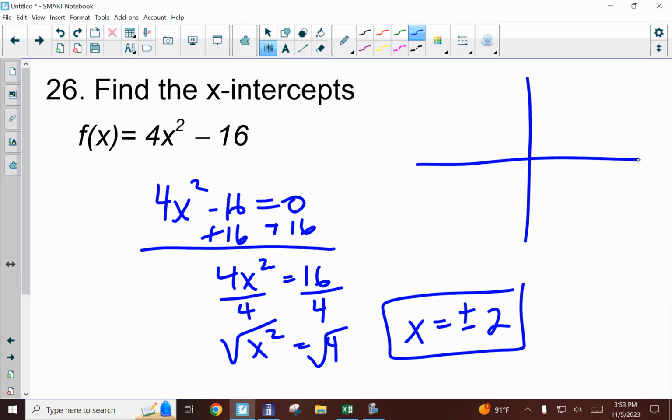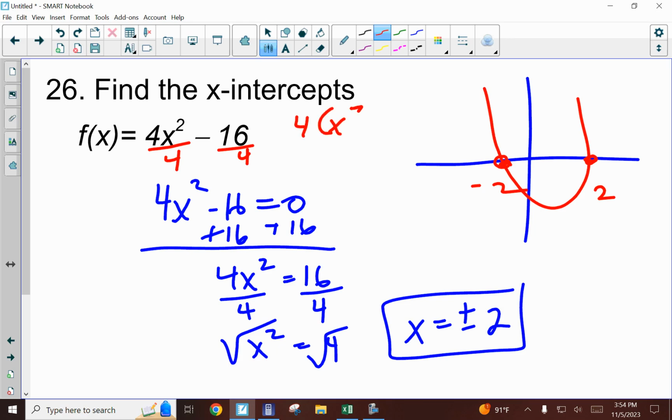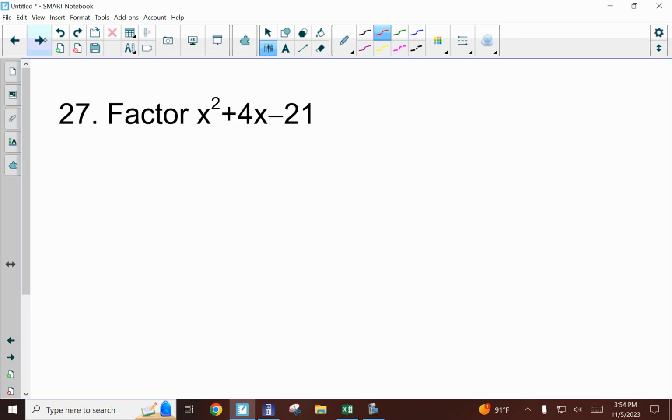So you could also look at the graph. If you were to look at the graph, it's going to cross right here at negative 2, and it's going to cross over here at positive 2. You could also factor that. If you factor out the GCF, you would have 4 times x squared minus 4, and then that's a difference of squares, so you could have x plus 2, x minus 2, and then you just solve the parentheses. So x equals negative 2 and x equals positive 2. So either way, there's like 3 different ways you can come up with the same answer, and they all do the same thing.